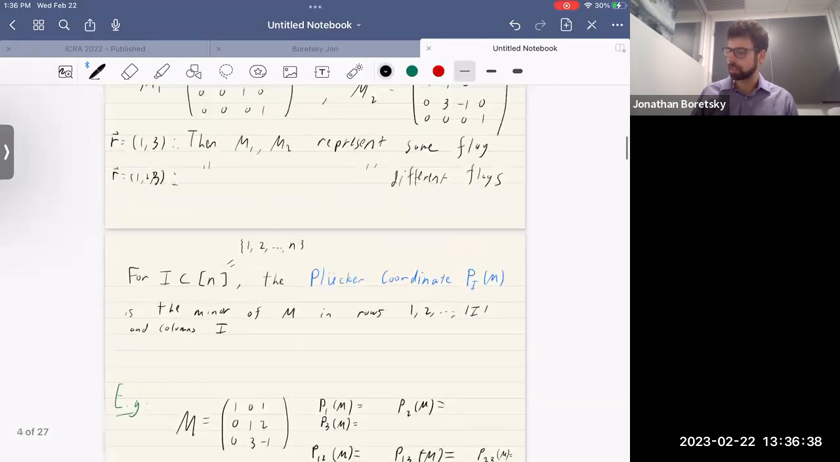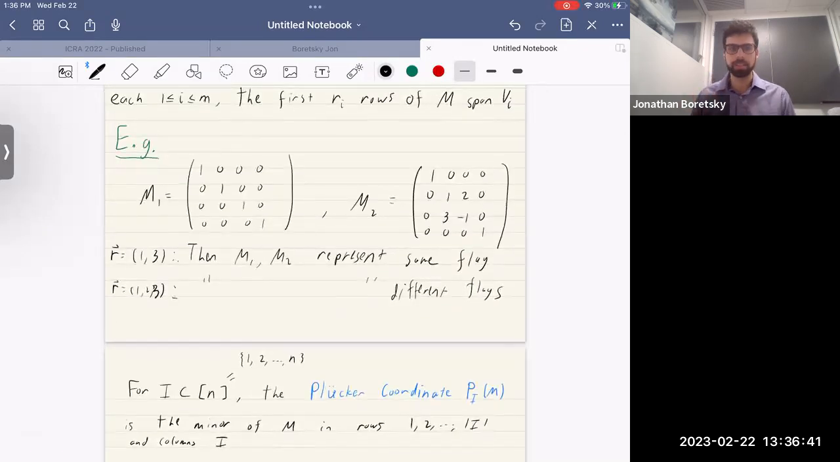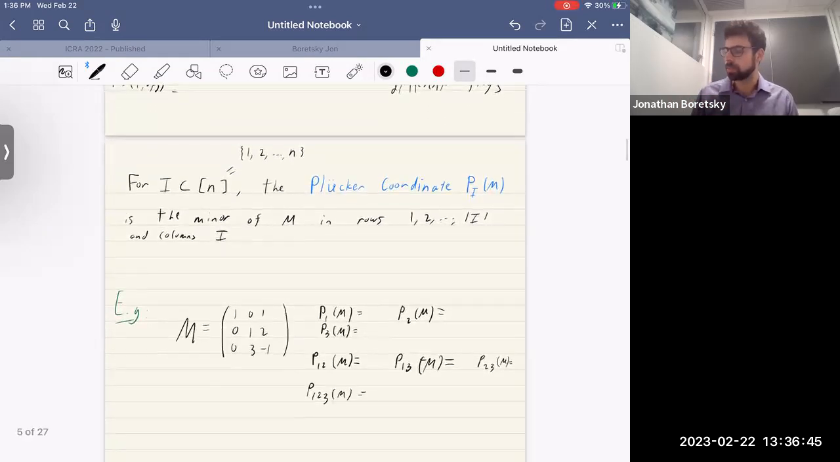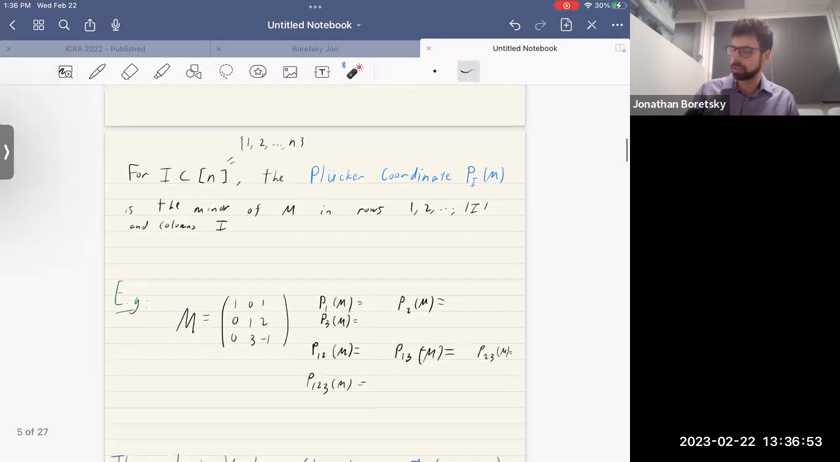All right, so this is a good way to think about flags. Let's keep refining how we're going to think about them. If I is a subset of the numbers from 1 to n, we will look at the Plücker coordinate P_I of M. And what's this going to be? It's going to be the minor of M in rows 1 through the size of I and in columns I.